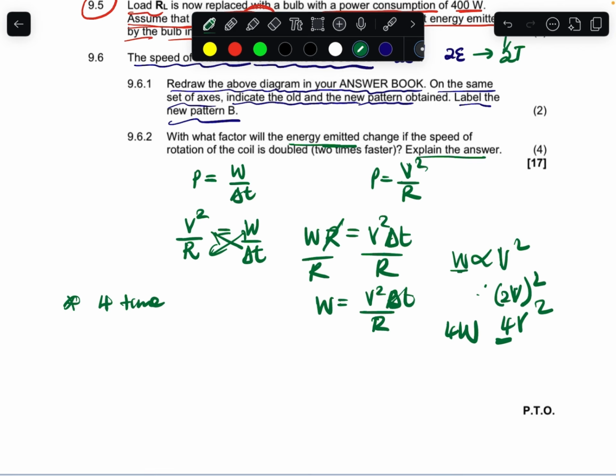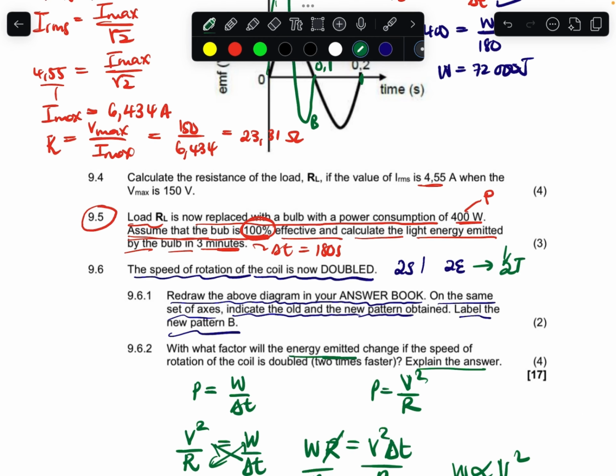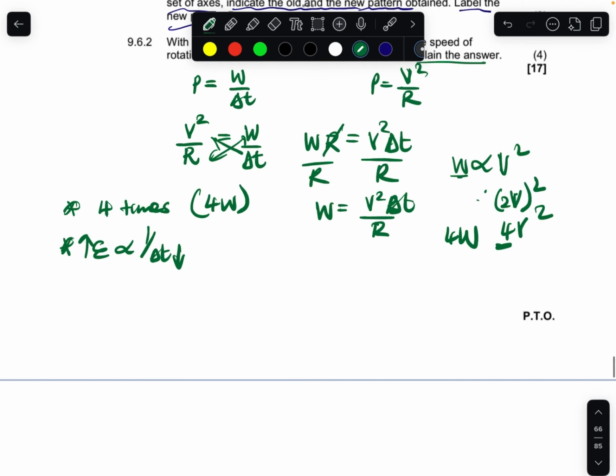It says explain your answer. So when explaining the answer, it's going to be 4 times, or you can say 4W. You must state that the EMF that is induced is inversely proportional to the time. The shorter the time, the greater the EMF. So the faster the coil, when you double the speed, that means you are shortening the time, the EMF will increase. That's very important, right?